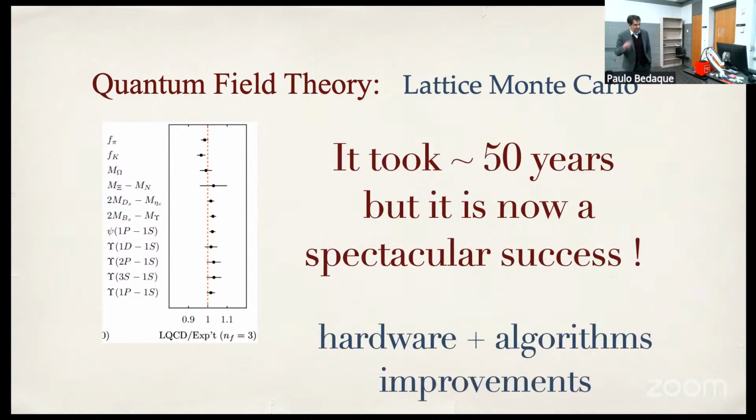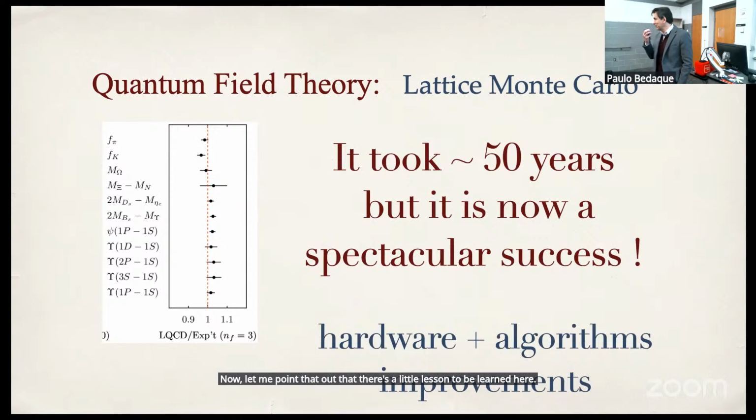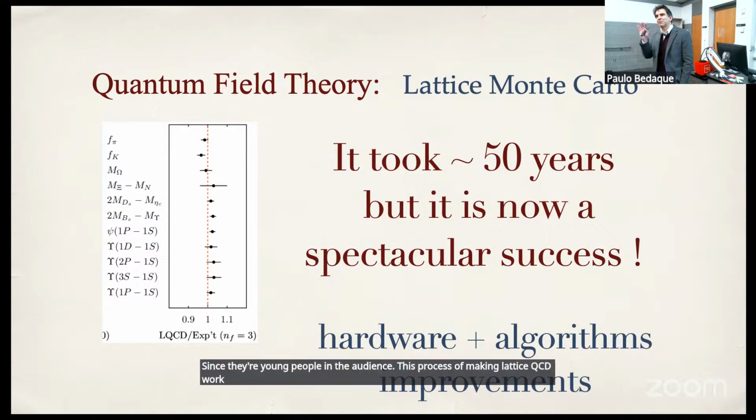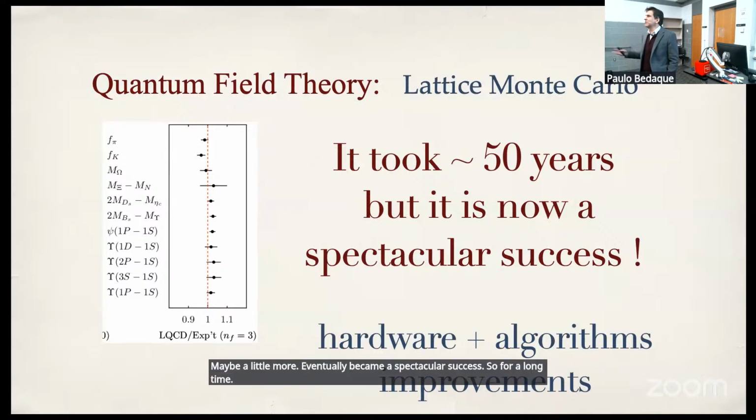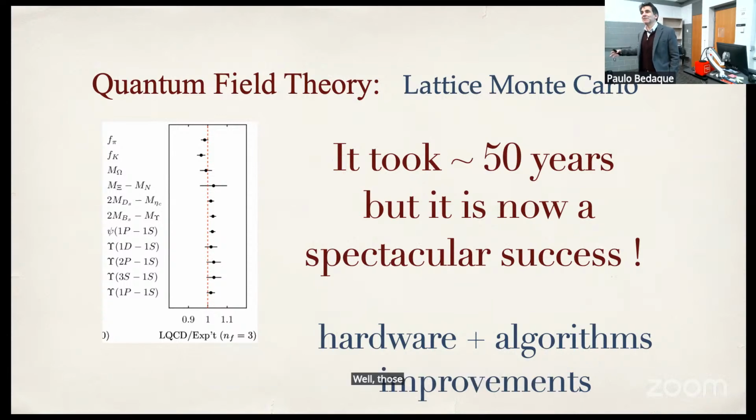Now, let me point out that there's a little lesson to be learned here, since there are young people in the audience. This process of making lattice QCD work to percent precision took 50 years, maybe a little more, and eventually became a spectacular success. So for a long time, people joked that lattice QCD is going to work 10 years in the future. Well, those 10 years eventually came. So there is hope for that.